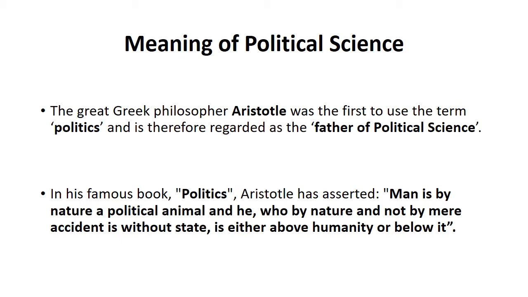Here Aristotle actually tries to tell us that if a person is without a state, if a person is without a nation, if a person is without a government, or if a person doesn't take part in any sort of political organization or any sort of political phenomena, then that person is either above humanity or below it. Aristotle says that that person might be God, in other words we can say.